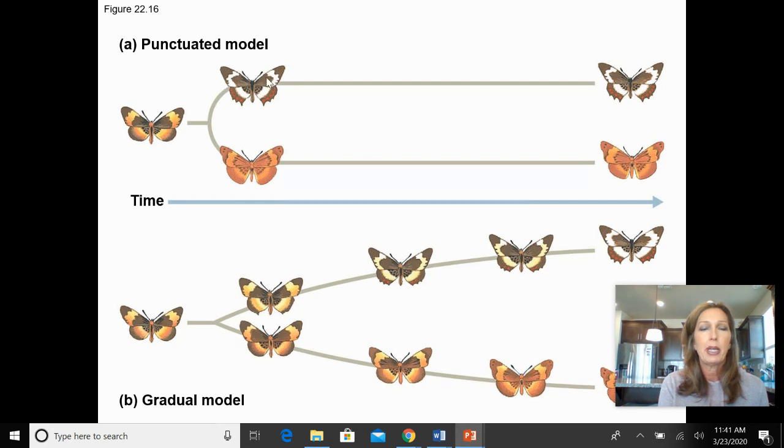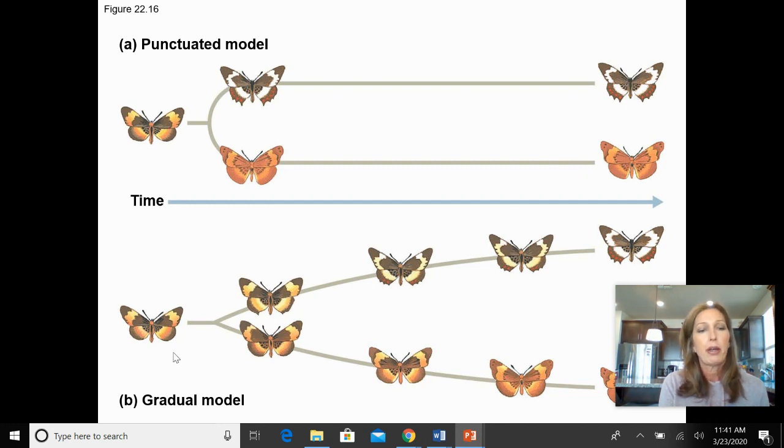In the punctuated model, what this is showing is that there's some type of isolation, and after that isolation, we have a very rapid accumulation of differences. So we can see here that there was isolation, a rapid accumulation of differences between the two new species, and then long, long periods of stability. From here to here, we're not seeing a whole lot of change occurring.